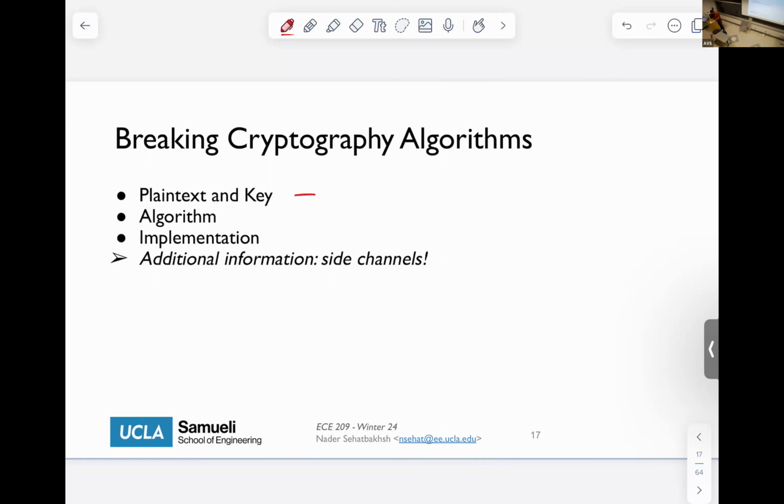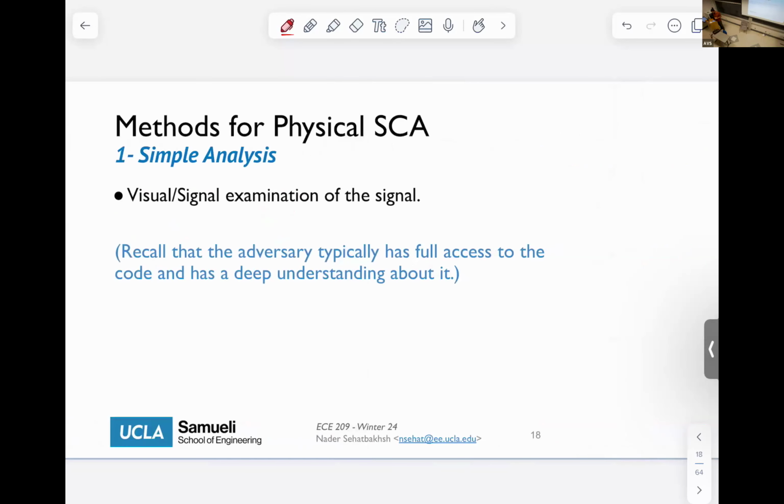We already talked about the algorithm, the keys, the implementation, but now the additional information is the side channel. So that's why it potentially can be breakable. It's not like our math was wrong or our assumptions were wrong. Everything was correct. We just didn't assume that there was extra side channel information. Okay, so what are the different types of side channels?